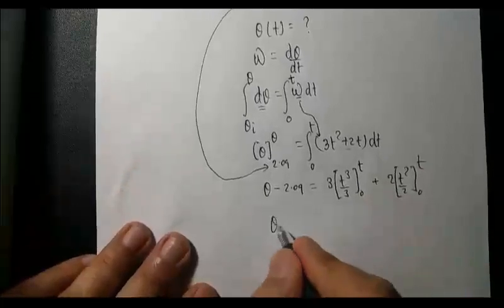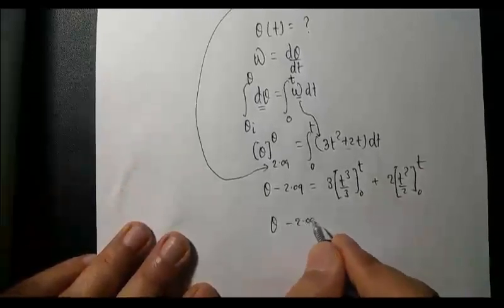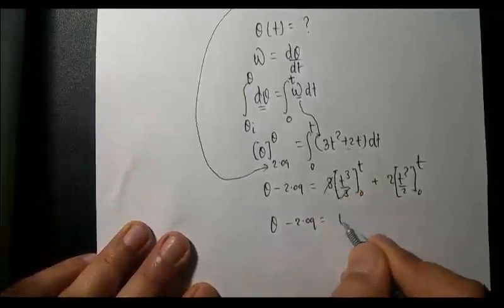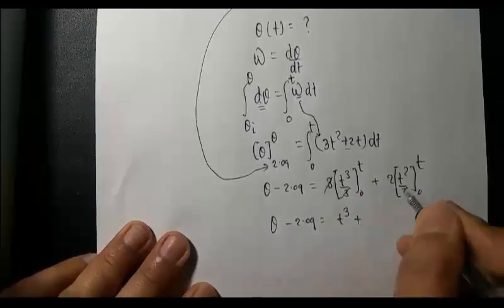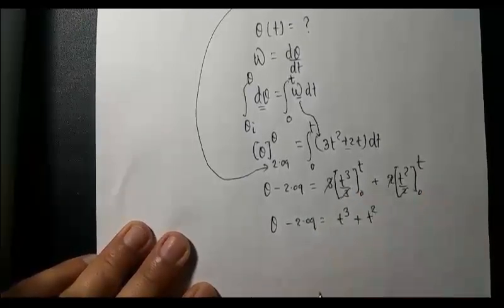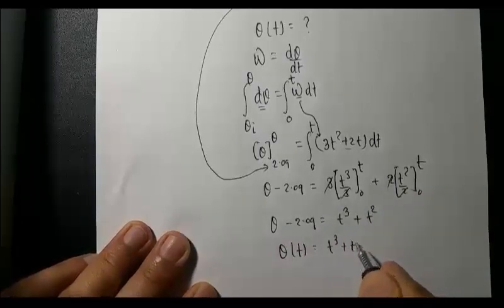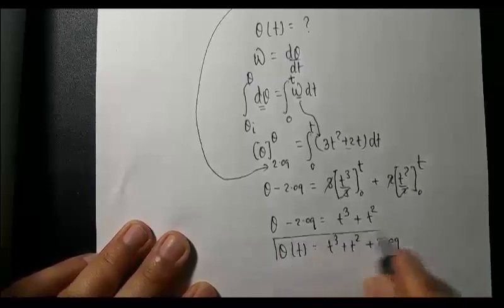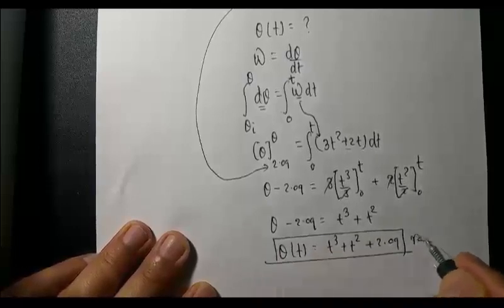And that's it. So theta as a function of time is t cubed plus t squared plus 2.09 radians.